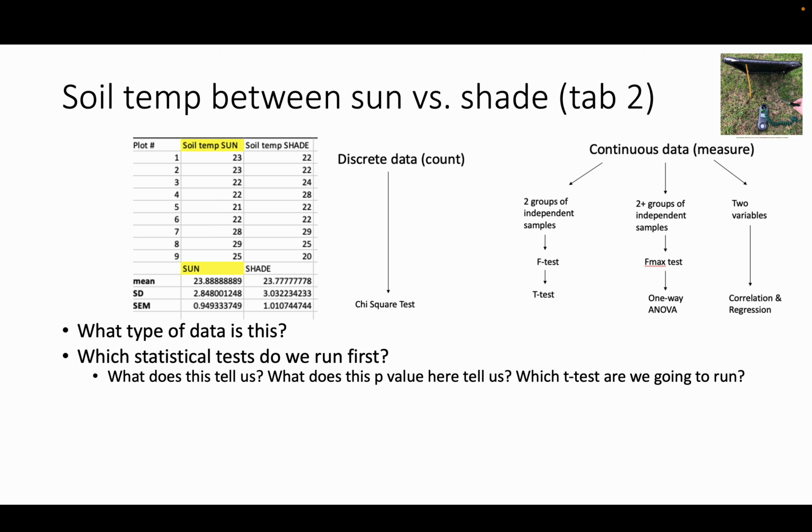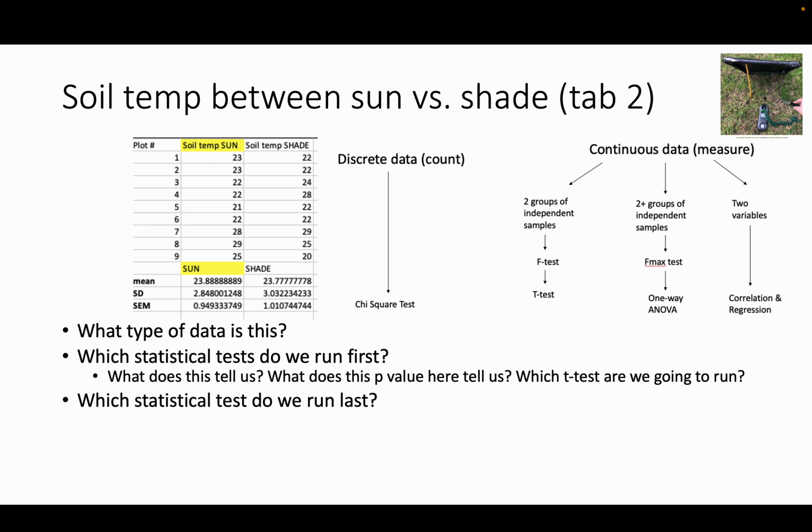The f-test will give you a p-value. Remember, the p-value that you get from the f-test does not tell you anything about whether your data are significant or not. It does not tell you which hypothesis to accept. It just tells you whether your variances are equal or not, and then which t-test to run. So from the f-test, it'll tell you which t-test to run.